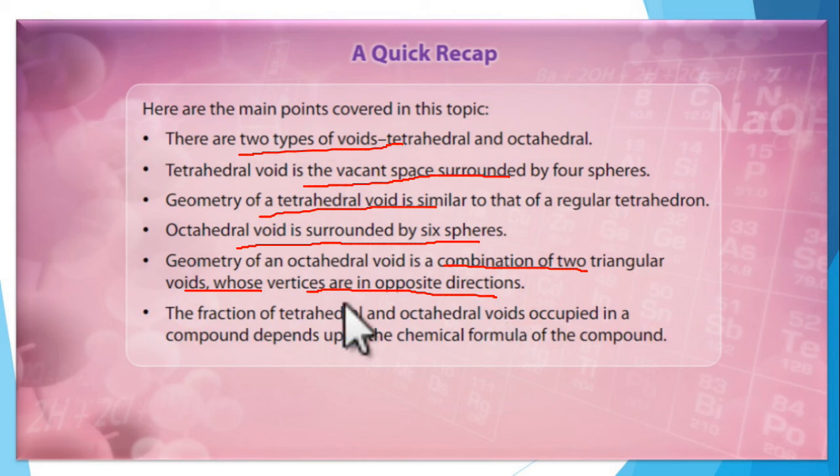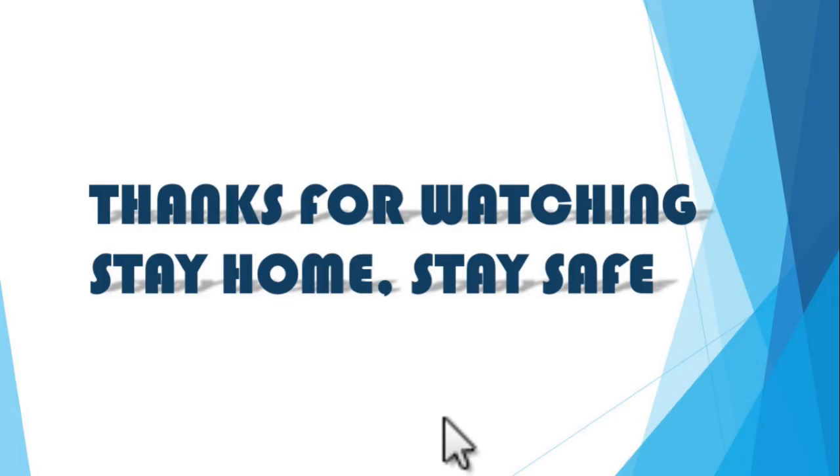Geometry of an octahedral wire is a combination of two triangular wires whose vertices are in opposite directions and form an octahedron. The fraction of tetrahedral and octahedral wires occupied in the compound depends upon the chemical formula of the compounds. Okay, thank you. This part is going to be completed. We are now going to start the next part next day.